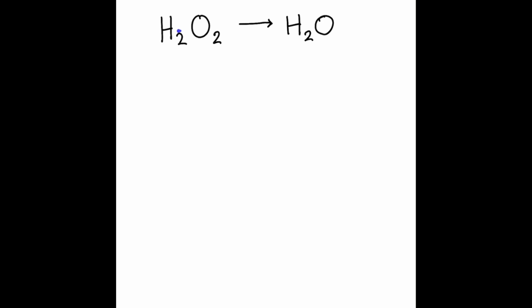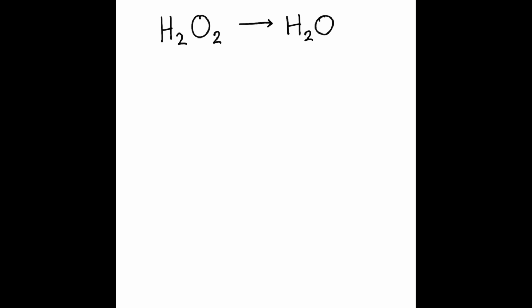We look at the number of atoms on the left side. There's 2 hydrogen and 2 oxygen. Now we can take a look at the atoms on the right side. There's also 2 hydrogen, but only 1 oxygen. That means that we are missing an oxygen atom. So now we need to balance the equation.